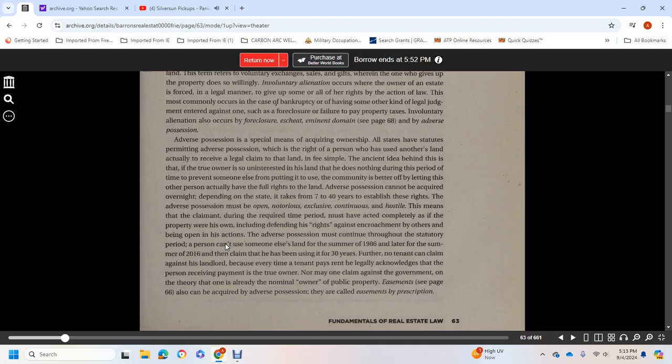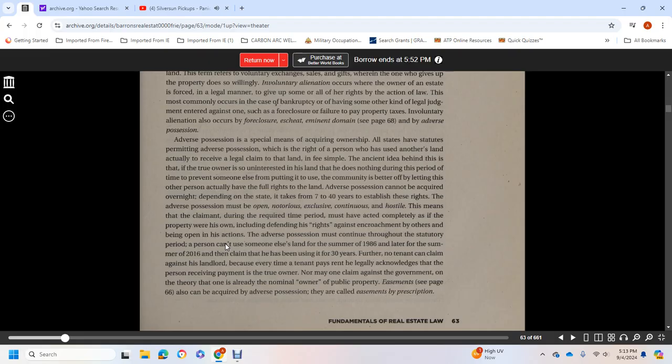Adverse possession. Adverse possession is a special means of acquiring ownership. All states have statutes permitting adverse possession, which give the person who occupies another's land the right to receive a legal claim in the land, and the fee simple. The ancient idea behind this is that if the true owner is uninterested in the land and does nothing during a period of time to prevent someone else from putting it to use, the community is better off by letting this other person actually have the full rights to the land.